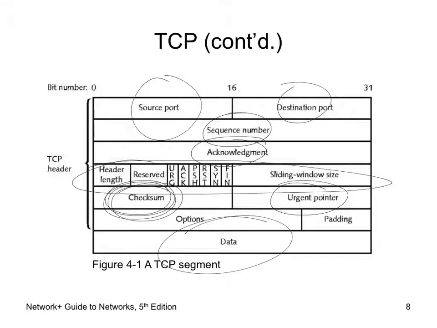Urgent pointer, there are some appliances and Cisco and routers where you can give certain IP addresses or ranges priority, like servers would have priority over any client in the network, making sure they get bandwidth and they get information sent quickly. The options and padding are basically needed for other data types, other data file types.